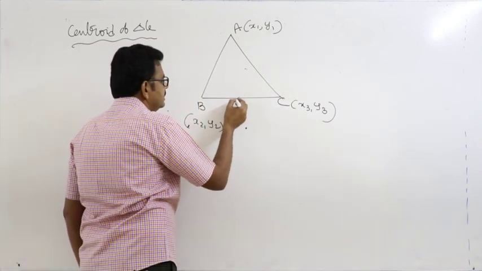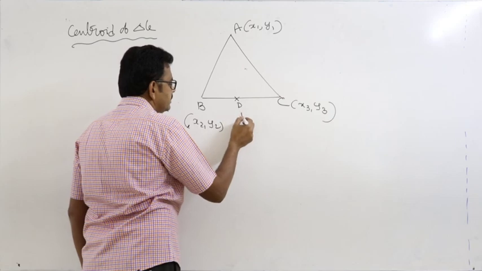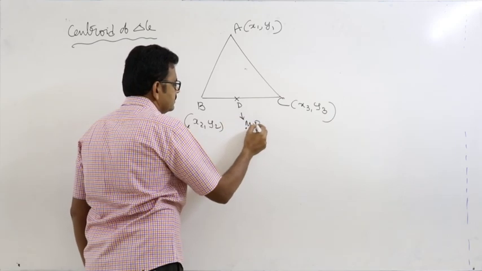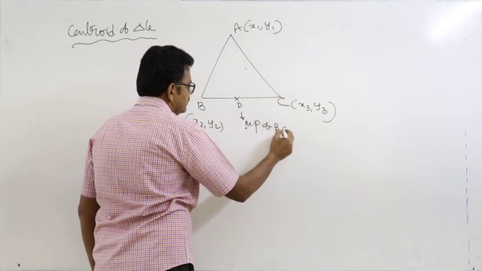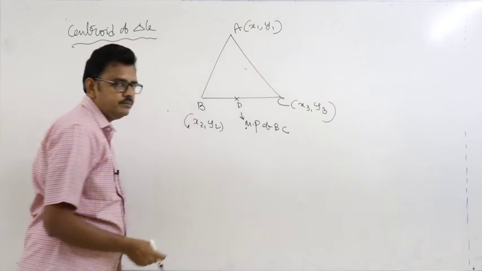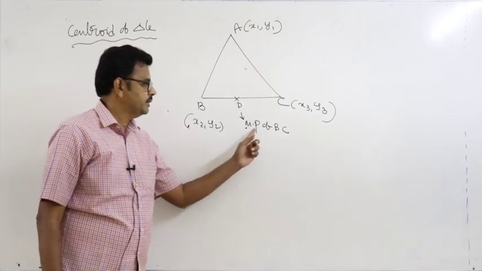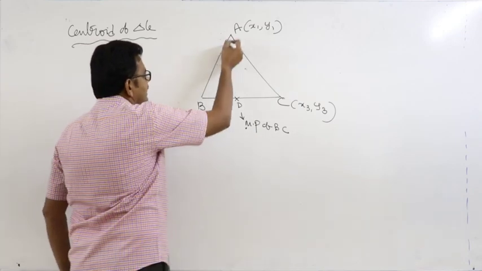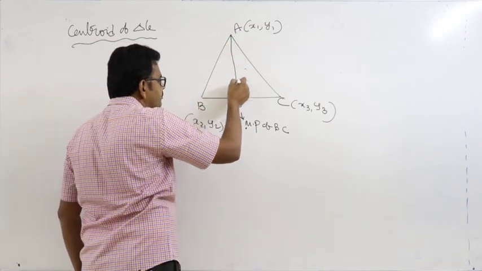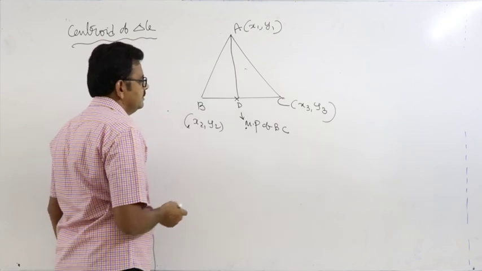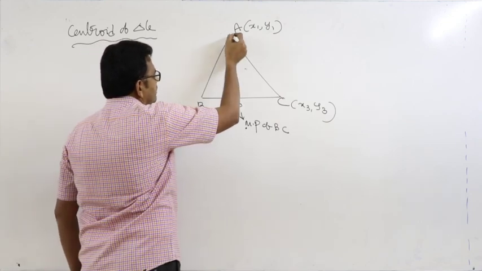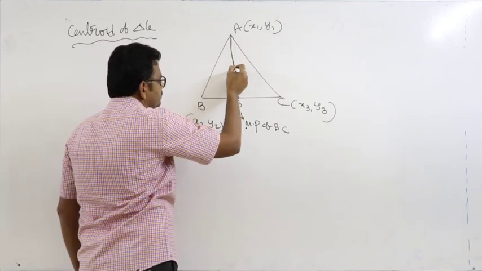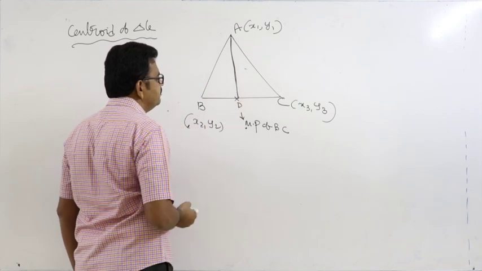D is the midpoint. D is what? Midpoint of BC. How to find midpoint? x1 plus x2 by 2, y1 plus y2 by 2. So, the line joining A and D is called median. The line joining the vertex A to the midpoint of the side BC is called median.